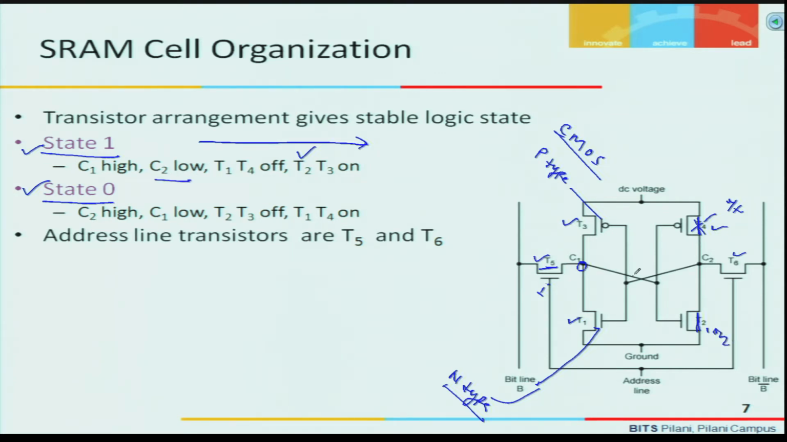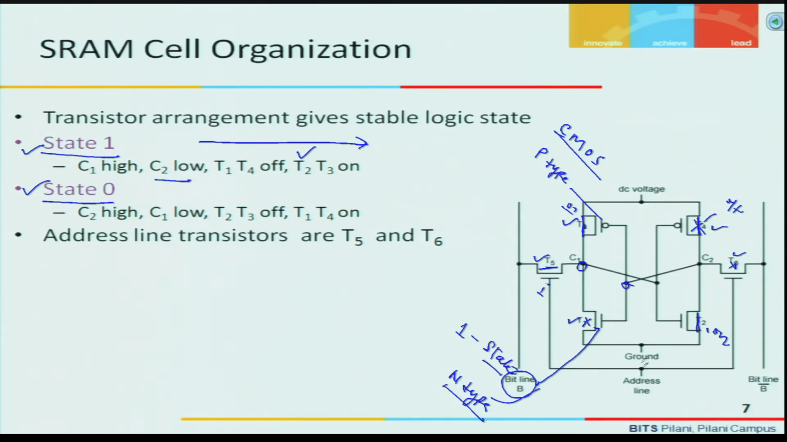C2 is low. C2 low means this is disconnected, so low voltage will come, and T1 will be off. So, this is off and T3 will be on, because it is a P type. The conditions for on and off for P and N type are reverse. Here it is on, and on means it is connected. So, current will flow, this is also connected, and at bit line B1 the information will be 1, or its state will be 1.